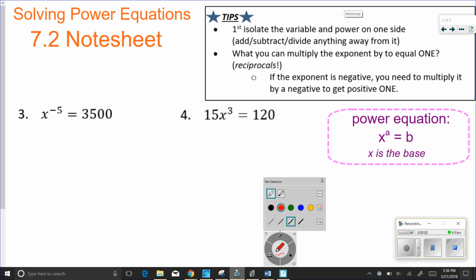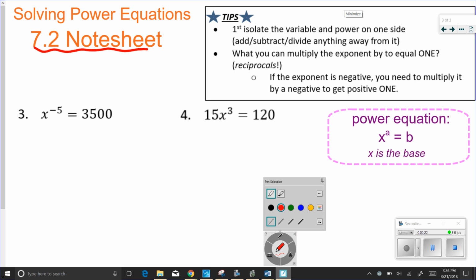Solving power equations. So these examples and tips are from your 7.2 note sheet, solving power equations. So to start with, what is a power equation? A power equation is an equation where there's an exponent and x is the base.